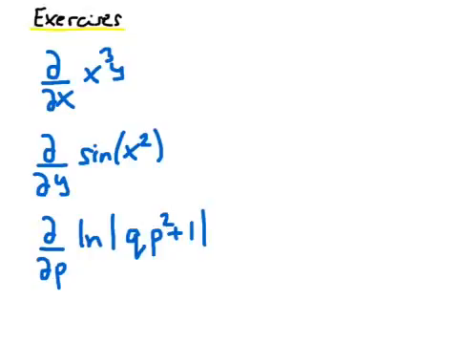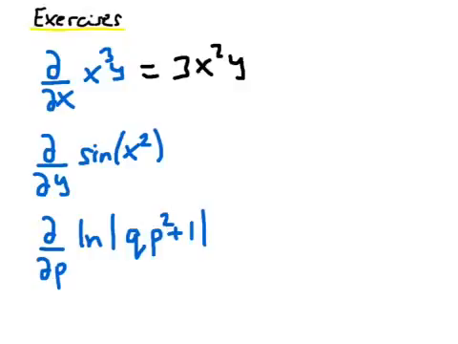So in the first example here, we want to differentiate x cubed y with respect to x. Y may be viewed as a constant, and what we're going to get is 3x squared y. And y is just multiplying this factor here, or this function here, and it does not in any way alter this except to multiply it as a constant.